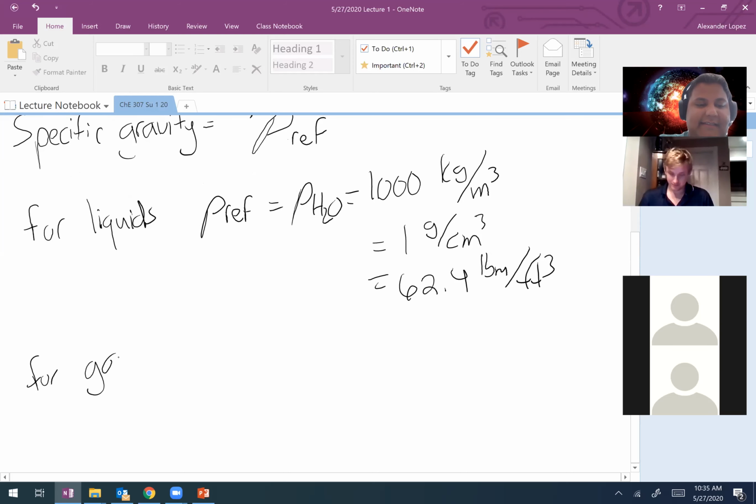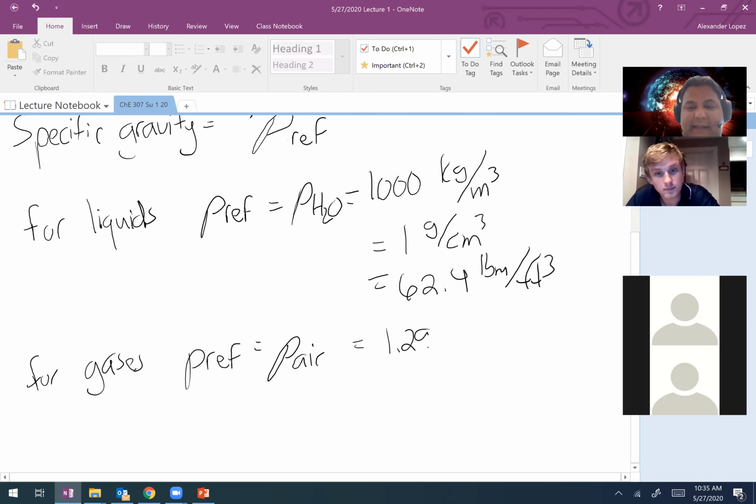Now for gases, the reference is air. Air's density does vary with temperature and pressure, but at standard temperature and pressure, it's about 1.29 kilograms per cubic meter.